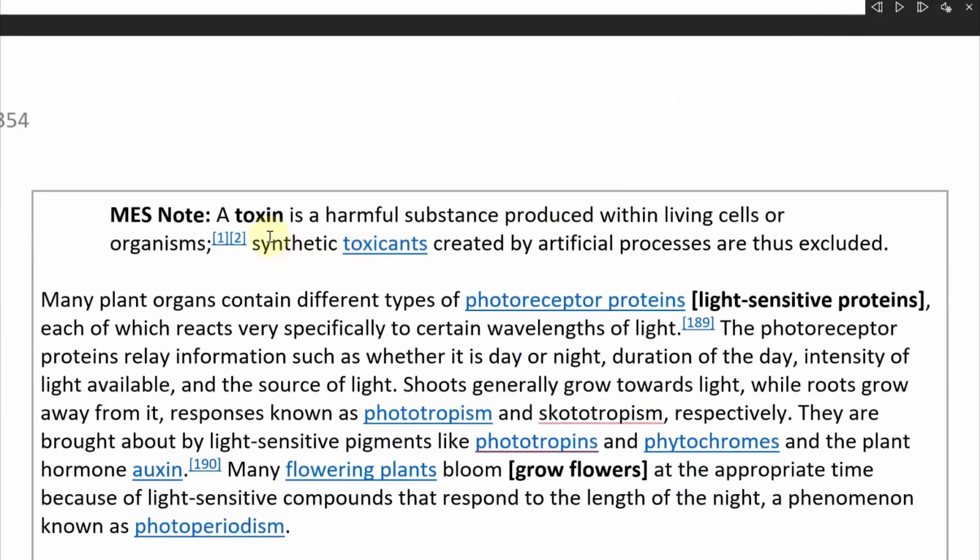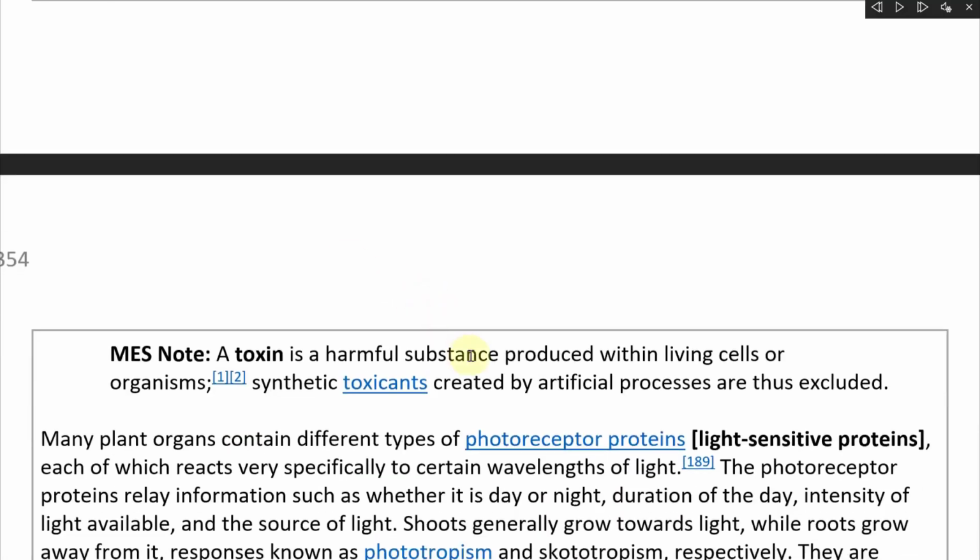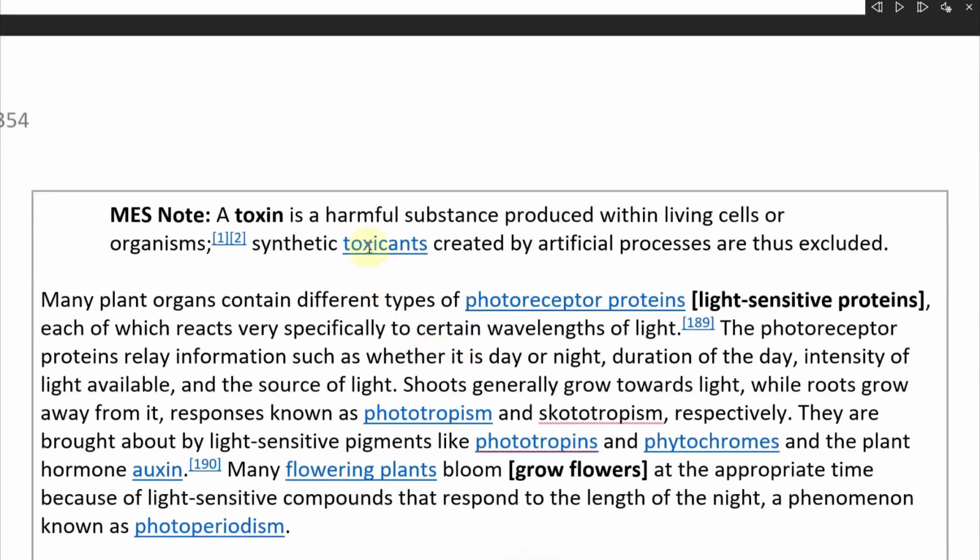Note: a toxin is a harmful substance produced within living cells or organisms. Synthetic toxicants created by artificial processes are thus excluded. So a toxin is produced within cells or organisms. If it's synthetic, not cell-made, produced by artificial processes, that's excluded; that's a toxicant. Toxicants. Continue further.